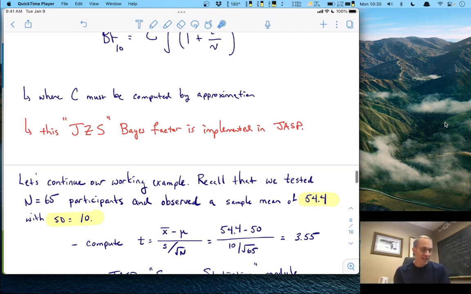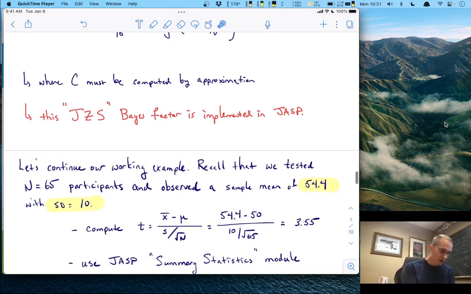So recall that in our example, we gave a bunch of people who took a mathematics training course a test, and let's say there were 65 participants. We observed a sample mean of 54.4 and a standard deviation of 10. So we want to figure out the t-score for this. Dig up your statistics notes if you haven't done this in a while. Remember, for t-scores, you take the sample mean minus the hypothesized mean under the null, and then you divide by the standard error. That is the standard deviation divided by the square root of the sample size.